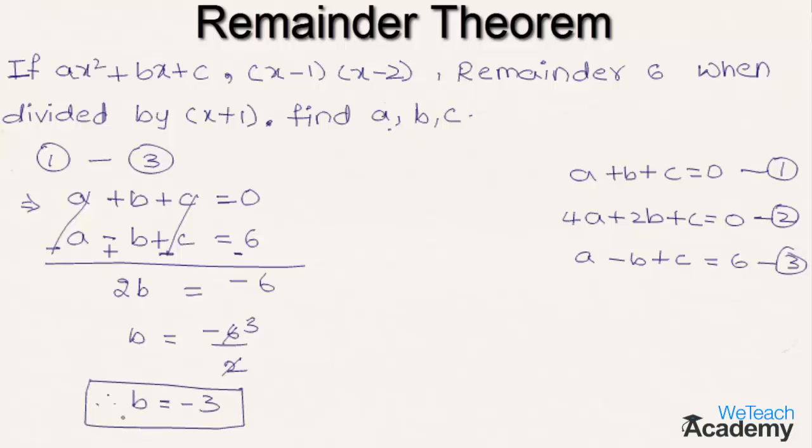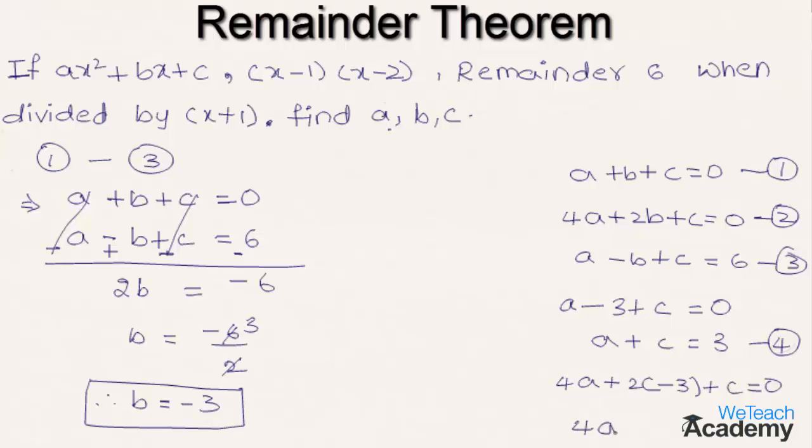Now let us substitute the value of b as minus 3 in the equation 1. We get a minus 3 plus c is equal to 0. Now by transferring minus 3 to the right hand side, we get a plus c is equal to 3, and let us name this equation as 4. Now let us substitute the value of b as minus 3 in the equation 2. We get 4a plus 2 into minus 3 plus c is equal to 0. So we can write this as 4a plus c, and here 2 into minus 3 would be minus 6, and if we transfer to the right hand side, we get plus 6. So now let us name this equation as 5.